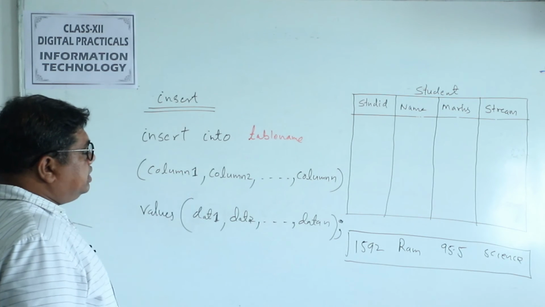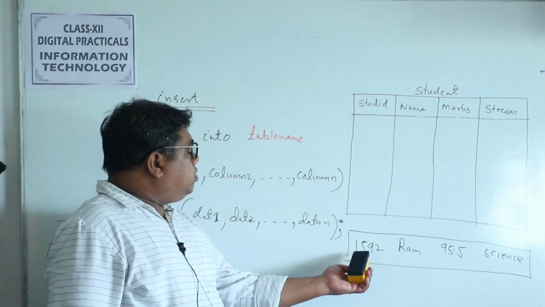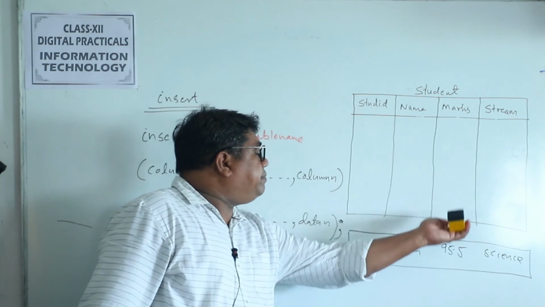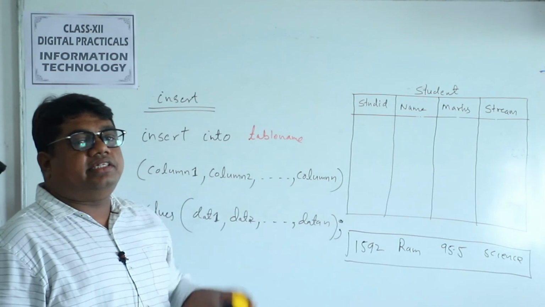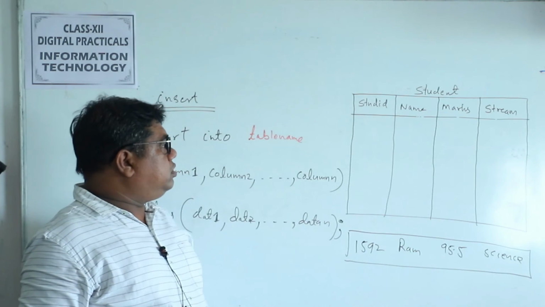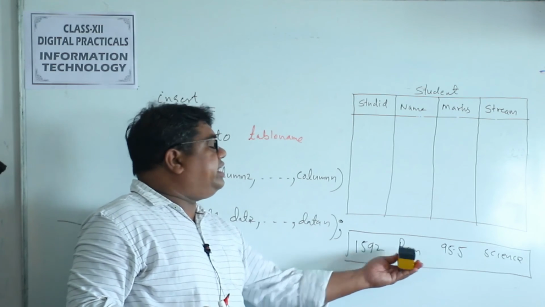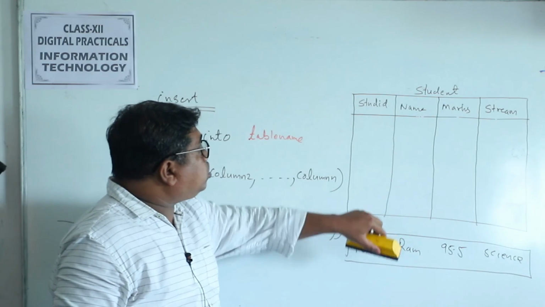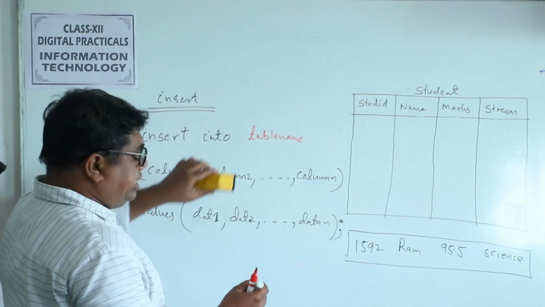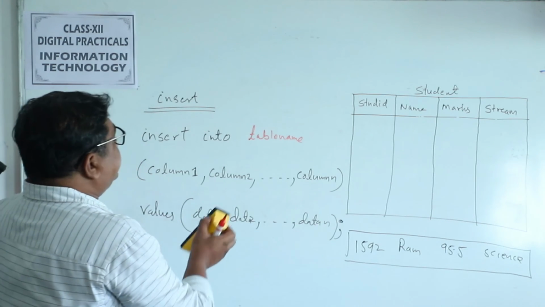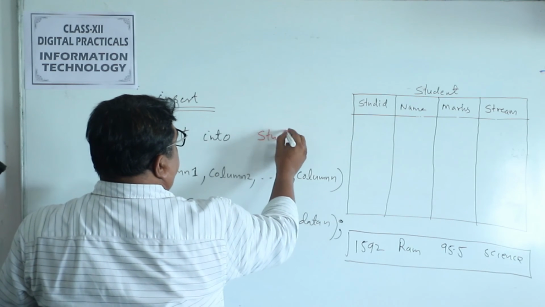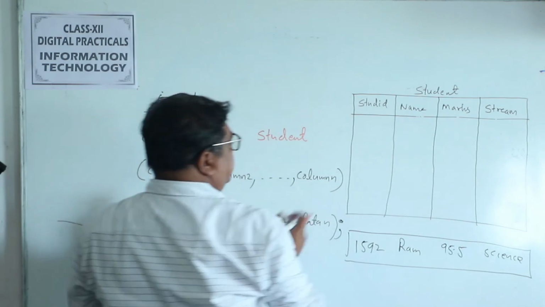Okay, so now I want to insert this row: 1592 as student ID, Ram, 95.5 and science. Suppose the student joined the school or college, and I have created this table to store rows, and this student Ram joined the college. So I have to insert this row to this table. And how am I going to insert? I will use insert into. Okay, what is the table name? The table name is student.